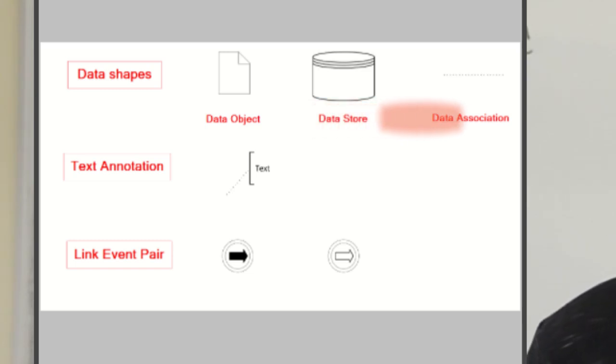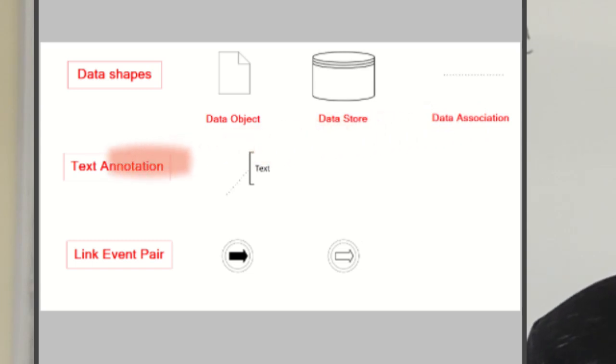Then we have data association. This connector represents data flow. It's an arrow connecting an activity or event to a data object or data store. It shows how data is used within an activity within the process. This helps in understanding the relationship between the activities and the data they work with.